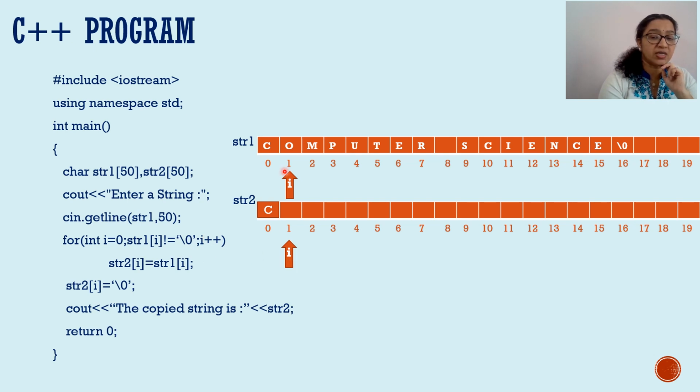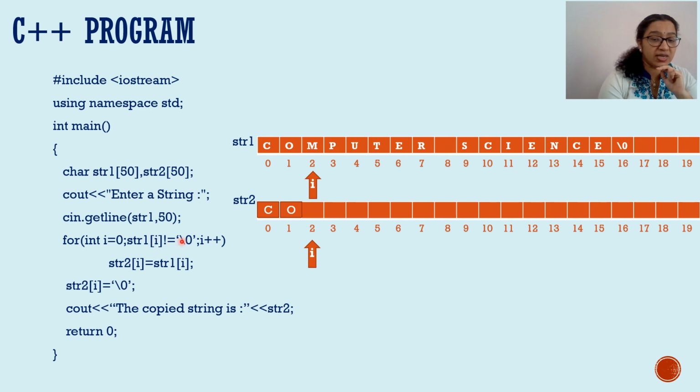So I is focusing on str1 of I and str2 of I. So str2 of I is equal to str1 of I. Here 1 is the index number, so the letter O will copy to str2. So O copied. Now I is incrementing, I plus plus, after the statement, the updation part. So I will move on to index number 2.